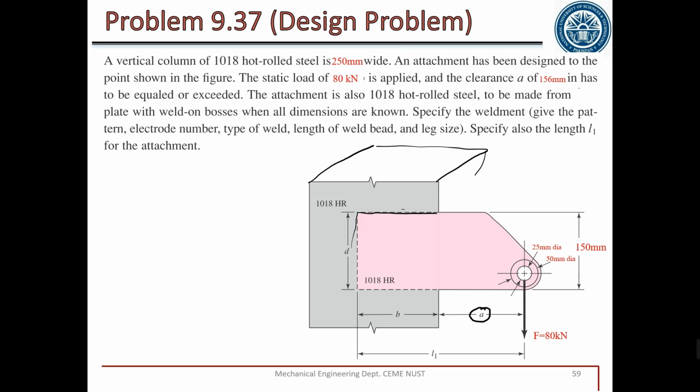The attachment and the column both are made of 1018 hot rolled steel. So this and this, both of them are made of 1018 hot rolled steel. What we need to calculate: we need to give an electrode type, type of weld, length of bead, all the things that we have already done. And also we need to give a length L1. Length L1 means this value is not given. So we have to assume some values to get the final values.